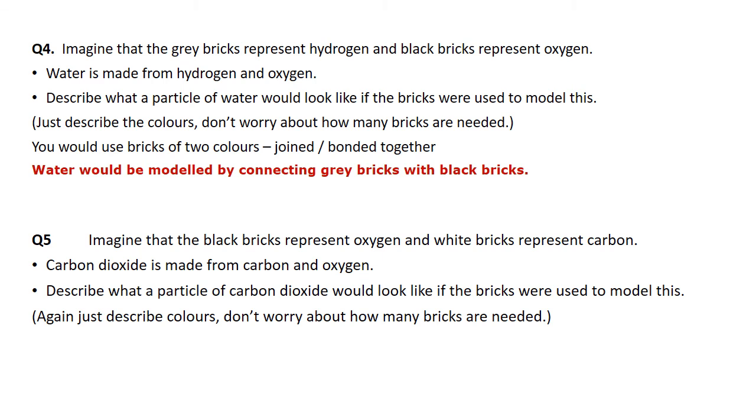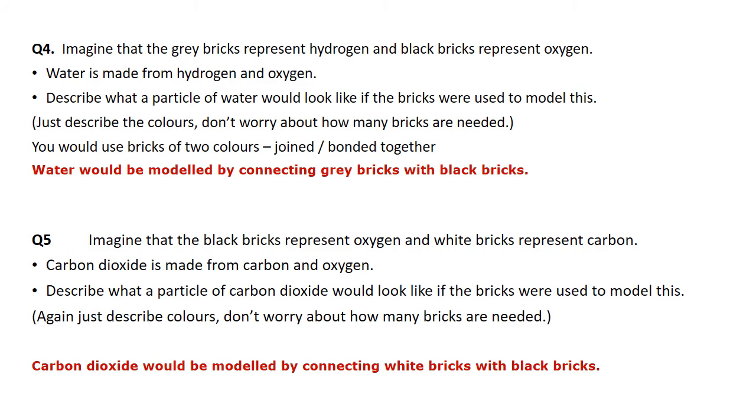So this time we've got black being oxygen and white being carbon, so therefore carbon dioxide. So carbon dioxide would be black bricks joined to white bricks, and if we want to be really specific, we'd have 2 black bricks joined to 1 white brick.